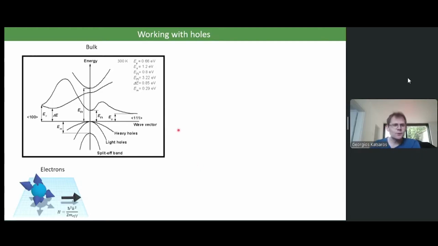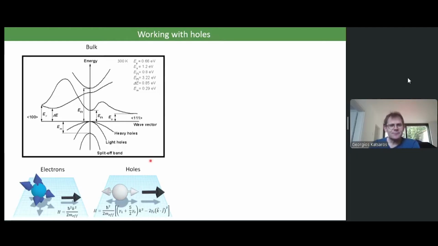If now you go to holes, the upper part of the valence band is described by the Luttinger-Kohn Hamiltonian, and you already see that it's quite a bit more complex, and this is already a simplified form for germanium. What you can see now for holes is that the direction of motion and the direction of the spin are locked to each other. Well, that's what spin orbit actually does.